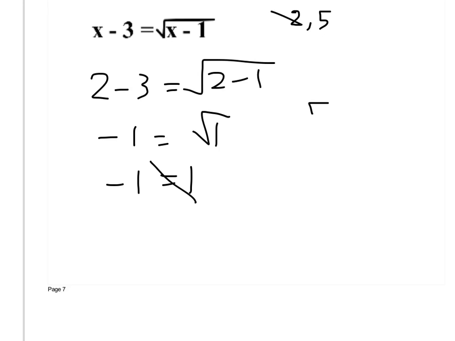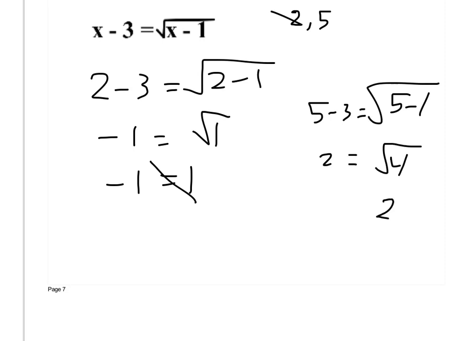Now we do 5. 5 minus 3 is 2. 5 minus 1 is 4. What's square root of 4? 2. Does 2 equal 2? Yeah. So 5 is the only answer that works for x.